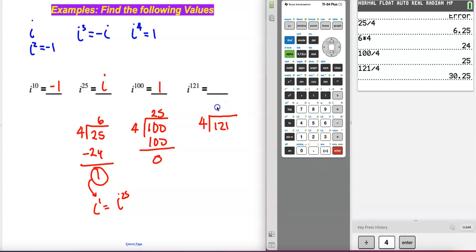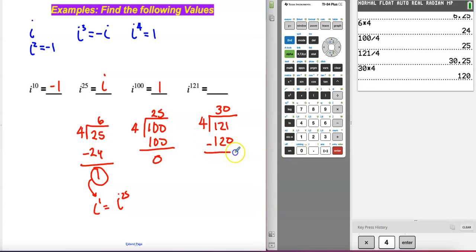So it goes in there 30 full times. So 30. All right, so now I'm going to multiply 30 by 4, and I get 120. So what is my remainder? My remainder is 1. Okay, so since my remainder is 1, I use whatever i to the first power is, and in this case is just i. So in this case, i to the 121st power is equivalent to just i.